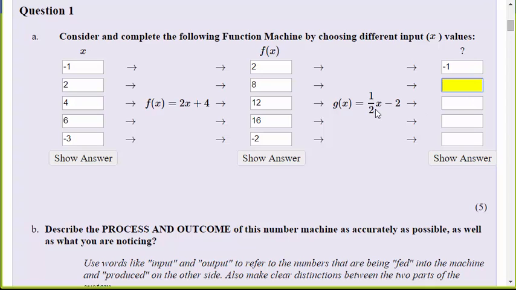Excellent. Kulani, what do you get? Take the 8 times a half, which is 4. 4 minus 2 is 2. What do you get, Tekudzwa? 12 times a half is 6. Minus 2 is 4, positive 4. Paulina? A half of 16 is 8, minus 2 is 6. Excellent. And then Cassandra? It's 3. You sure? Excellent. So that was the first part.